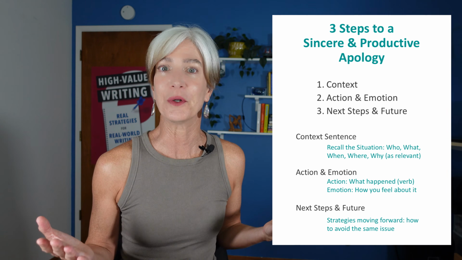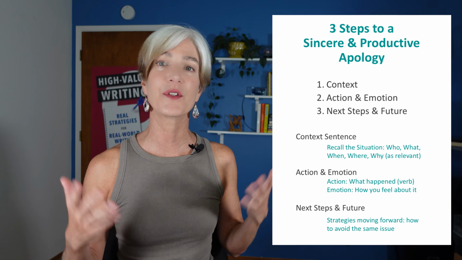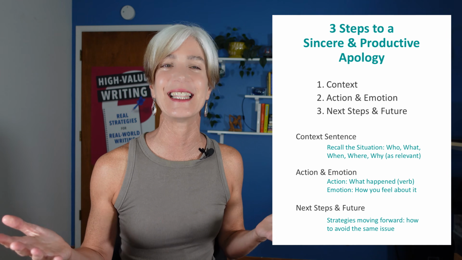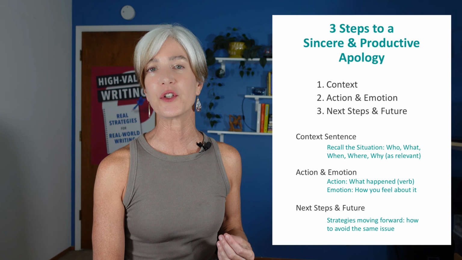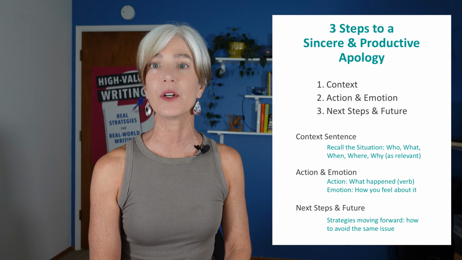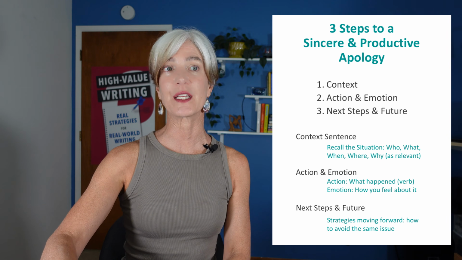Then you'll want to allude to the action. What did you do? What's the verb of what occurred? And what are your emotions surrounding that? Something apologetic, as we'll see in the examples. But then even more importantly, I think, what about in the future? What are some next steps we can do to make this mistake productive and make sure that we find new ways to do things in the future?